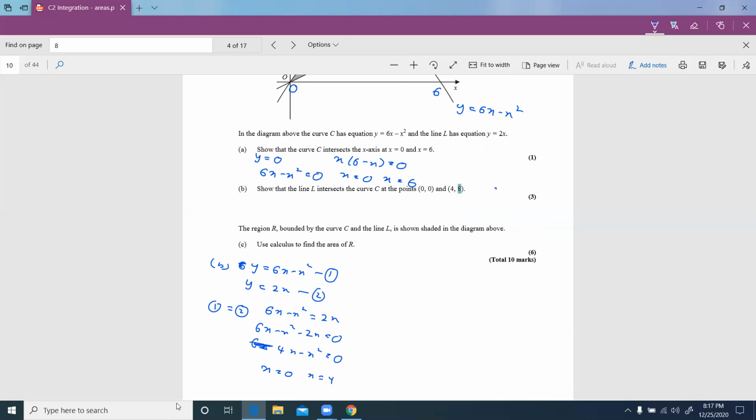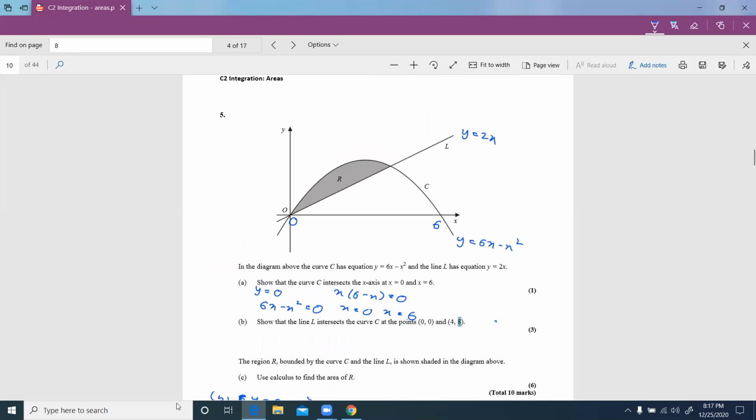So these are important points. Then we know that here the x coordinate is 0, so with that you can find the y coordinates as well. You can say y equals 2x. When x equals 0, y becomes 0. When x equals 4, y becomes 8. These are the important points we can understand from it. So the coordinate here is (4, 8).